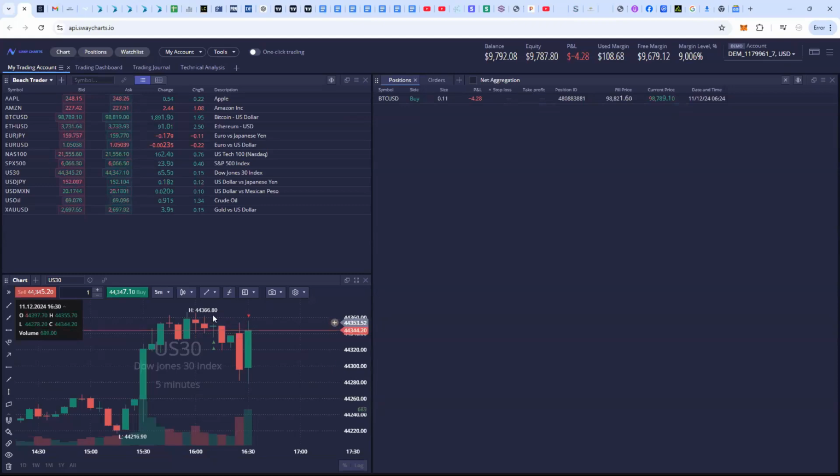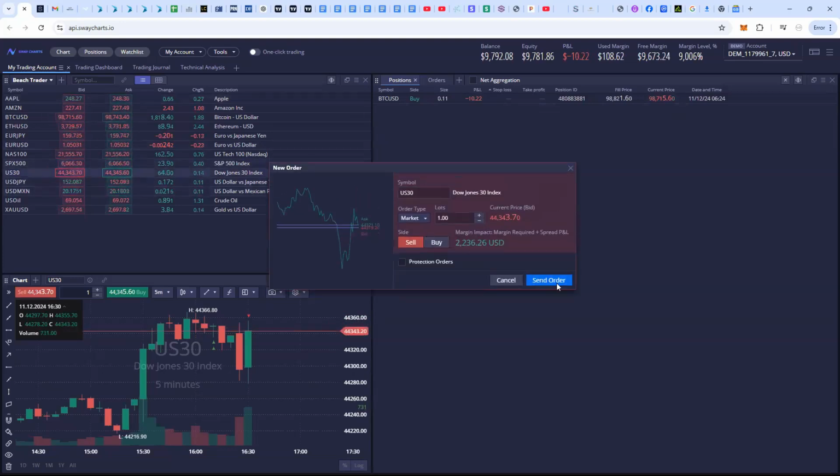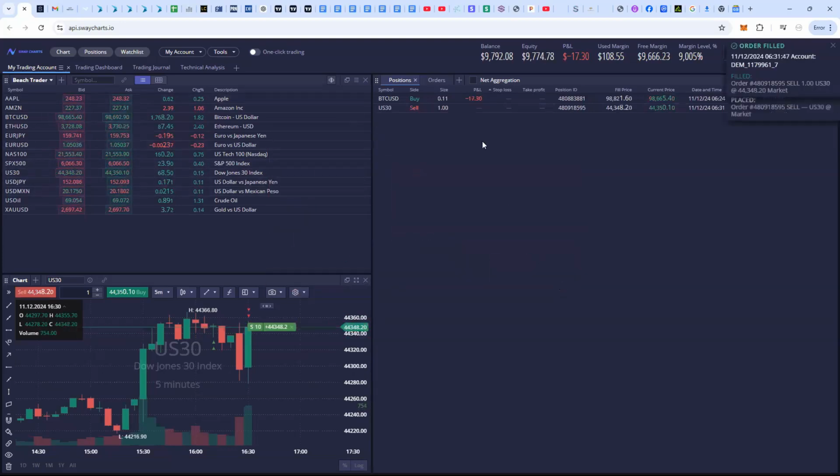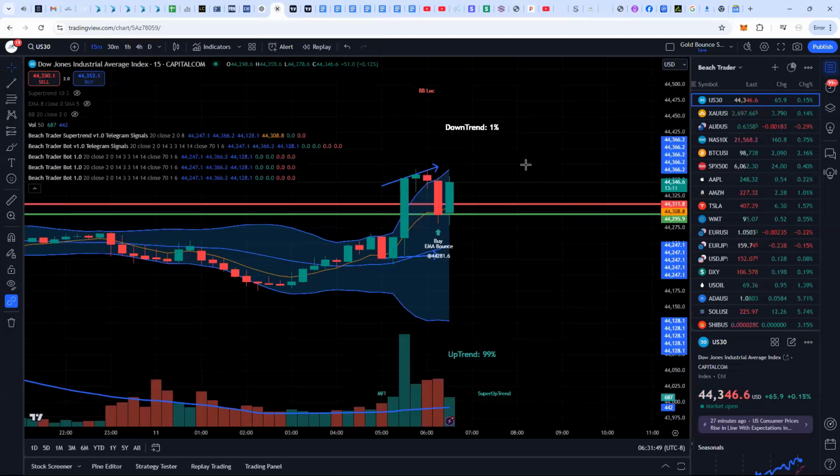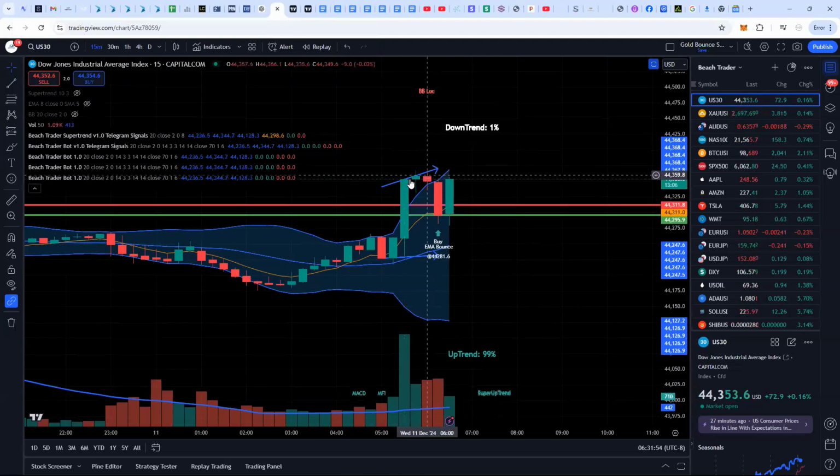Now what we want to do is we see that this is the top right here. We're going to go ahead and take US 30 going back down. So get in US 30 for a sell. Let's go look at this perspective right here. We see right here that there's a jam up. And so we want this to go back down.